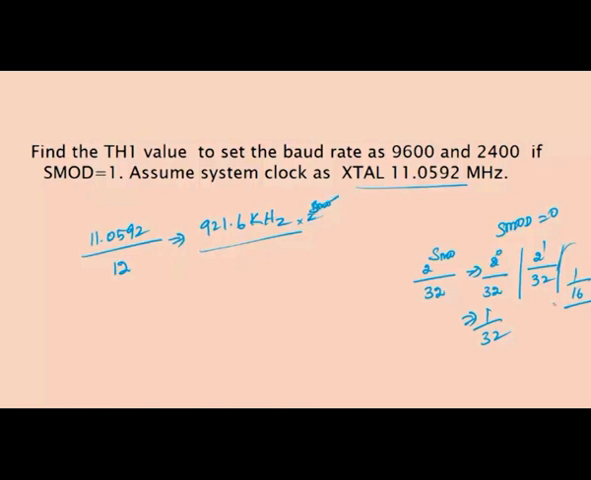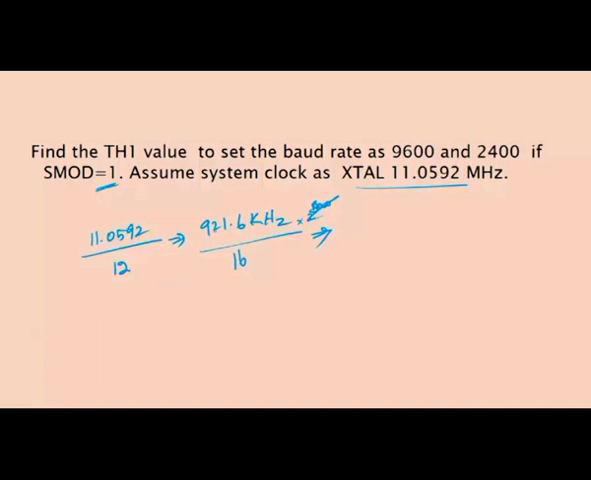So, based on this concept, SMOD is 1. So, I will take the value divided by 16. The frequency which we assumed, 11.0592, divided by 12, right. Because of SMOD 1 we divide by 16, and we get the value 57,600. Okay. So, you have to calculate it based on this. After that, what is your required baud rate? 9600. For 9600 baud rate, 57,600 divided by 9600 gives the value 6. So, 6 means 256 minus 6, what do you get?